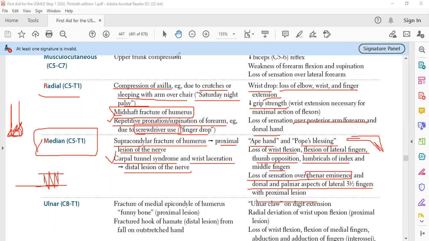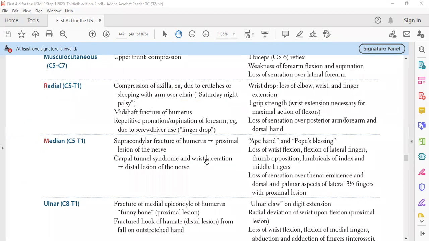So one thing that is important to learn is the loss of sensation. Where is it? In the musculocutaneous nerve, it is over the lateral forearm. In the radial nerve, it is over the posterior arm and forearm and the dorsal hand as well, involving the complete posterior arm. Then in the median nerve, loss of sensation happens on the thenar eminence near your thumb, and the dorsal and palmar aspects of the lateral 3 1/2 fingers with proximal lesions. Okay, now we will move on.